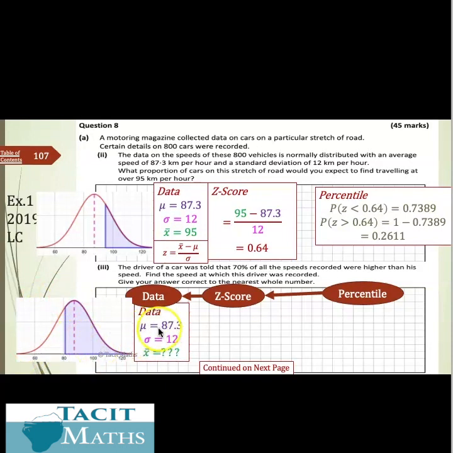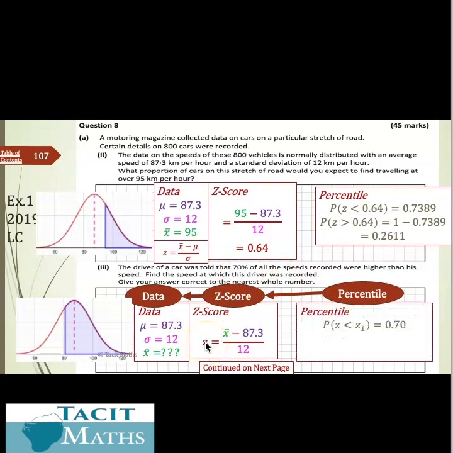Our mean and our standard deviation are the same, and this is what we're looking for. If we were to get our z-score at this stage, this is what we do. But obviously we don't have this value, so we can't find our z-score. So now we must use the percentile to find the z-score, and this is the tricky bit here. We want to know what z-score corresponds to 70%.